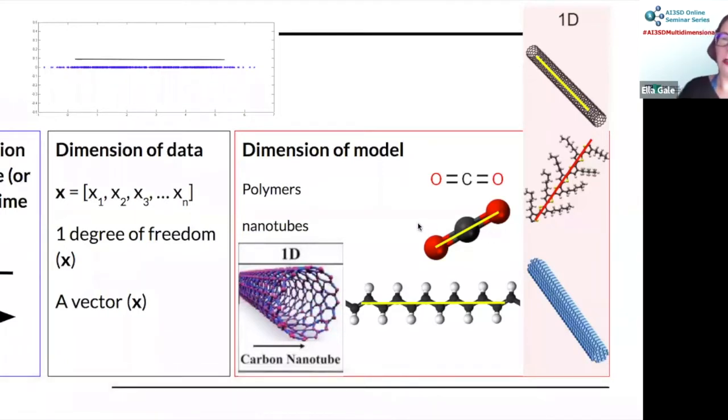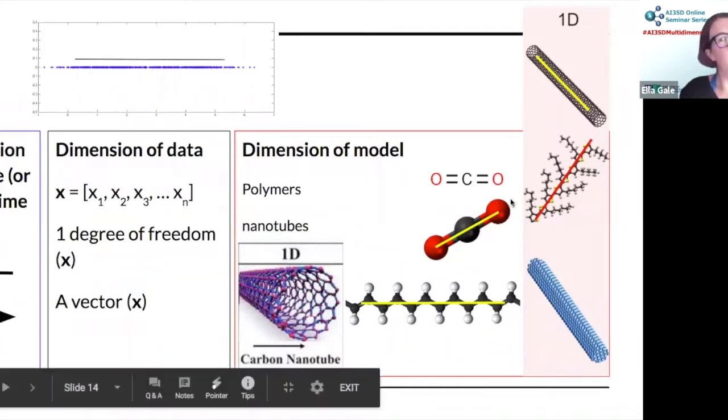And you can also think of molecules. This molecule can be modeled as one-dimensional. Obviously not if it's vibrating or distorting on the angle, but if you're describing the symmetry of that, it is similar to a rod, and you could describe it as a one-dimensional object.